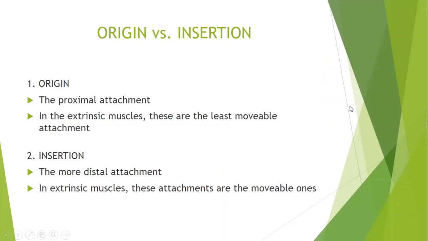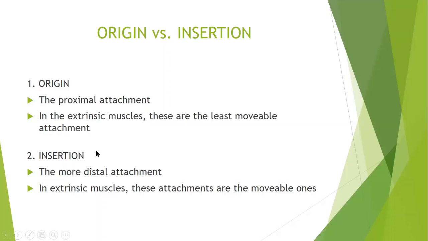Now we go to origin versus insertion. Later on in your comparative anatomy lab, you will get to know the insertion. For this lab, you will identify these muscles. But for the comparative anatomy lab, you will find out where their origin and insertions are, what nerves innervate them, and what their corresponding actions are. So when you say origin, this is the proximal attachment. For extrinsic muscles, these are the least movable attachment, and you will later find out what extrinsic muscles are and why they are grouped as such.